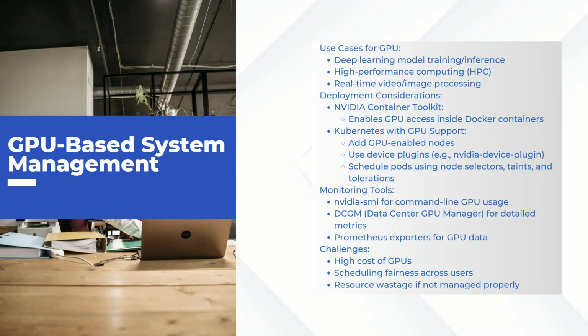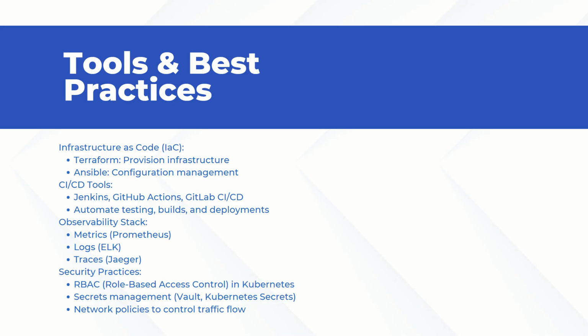Finally, let's wrap up with some best practices and tools. For infrastructure, we use Terraform or Ansible to define everything as code. For automation, we use CI/CD pipelines with Jenkins, GitHub Actions, or GitLab. For observability, we use logs, metrics, and tracing tools like Jaeger. And for security, we use RBAC, secrets management, and network policies.